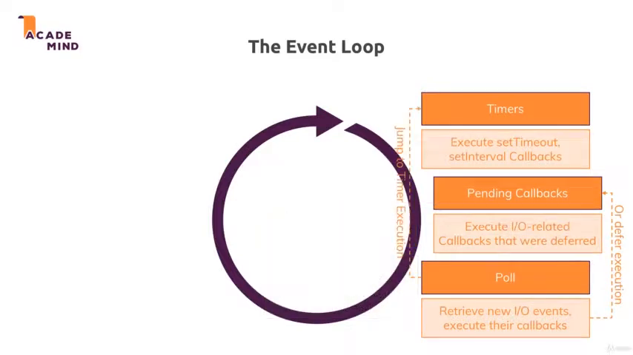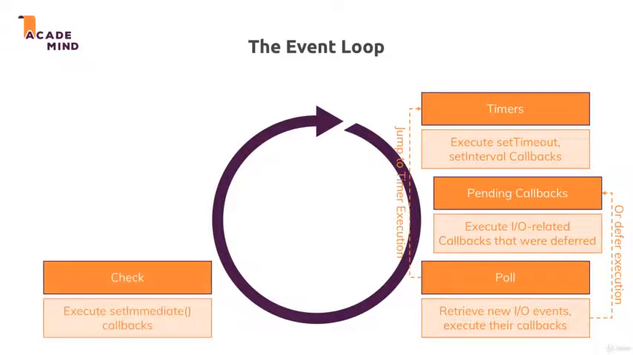Important, it also will check if there are any timer callbacks due to be executed, and if that is the case, it will jump to that timer phase and execute them right away, so it can actually jump back there and not finish the iteration. Otherwise it will continue, and next set immediate callbacks will be executed in a so-called check phase.